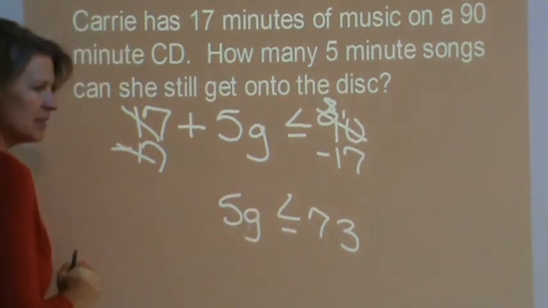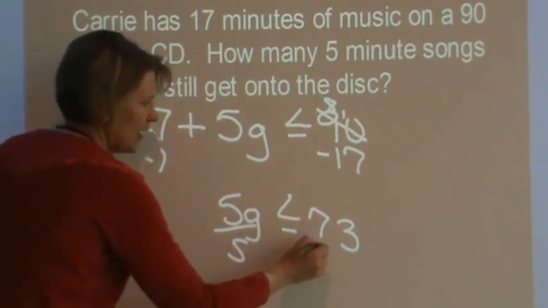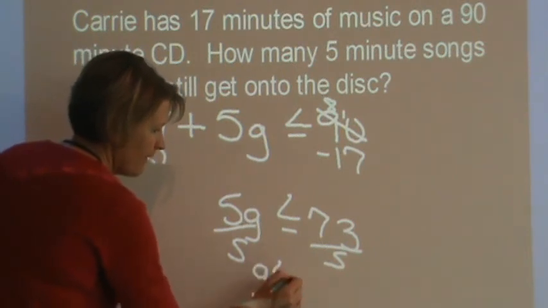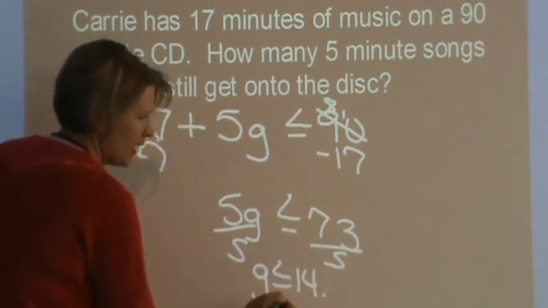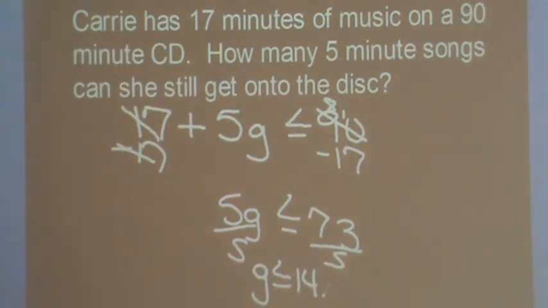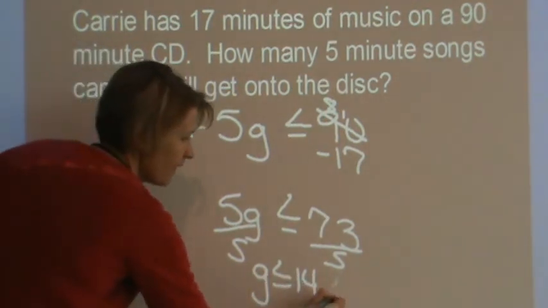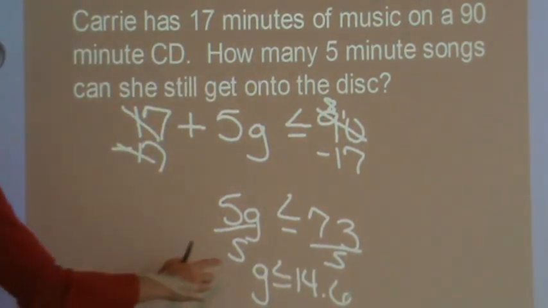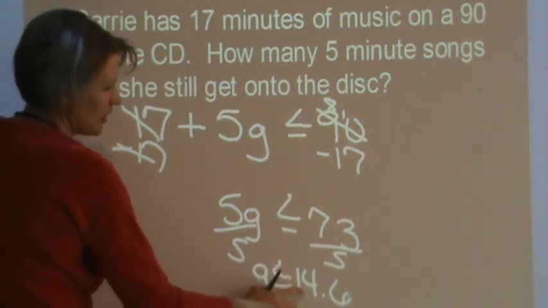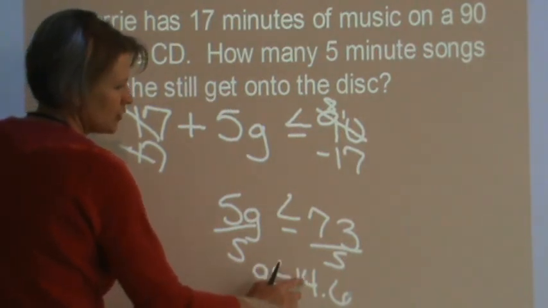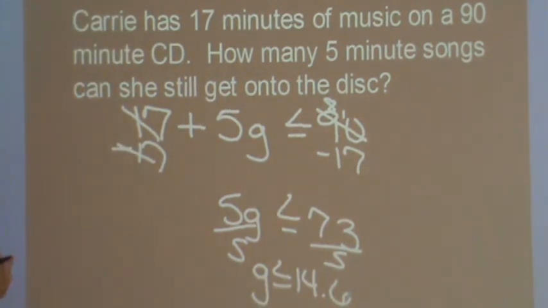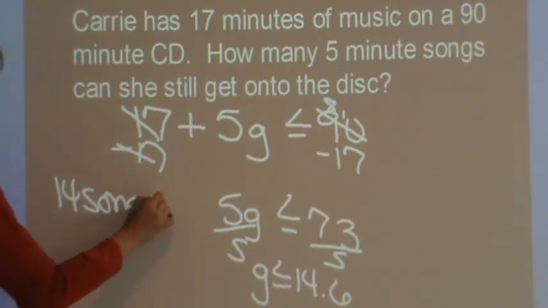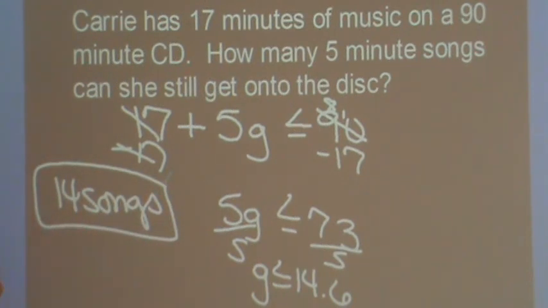And if it's 5 minutes per song, well, if I divide it by 5, okay, I believe it's 14.6. Okay, so that means we have less than or equal to, each song we can have less than or equal to 14.6 songs. Okay, so if we had 15 songs, that's going to be too much. So that means she can fit 14 songs on there yet. Okay, all right, that's it.